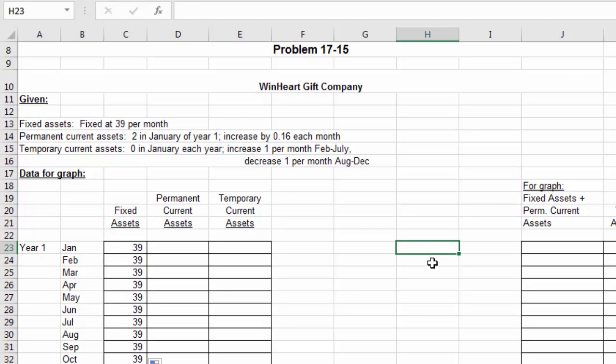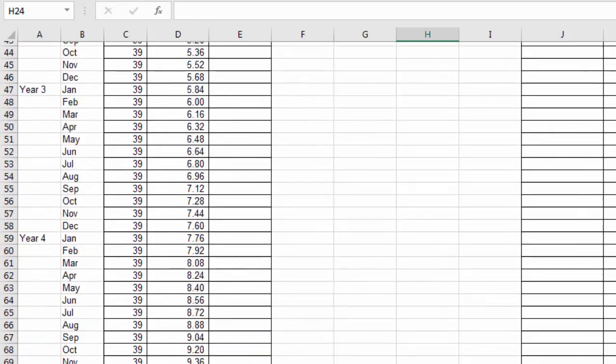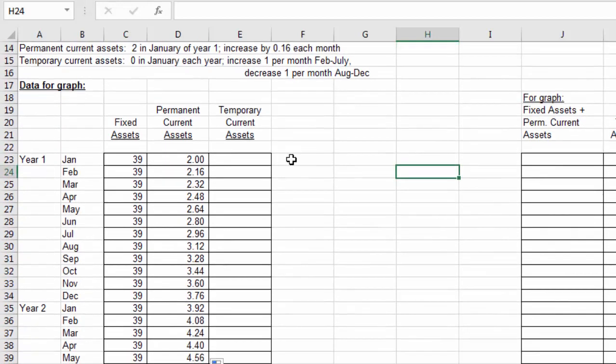Permanent current assets were equal to 2 in January of year 1, so I'll start with that, and had grown by 0.16 per month. Oh, 0.16, not 1.16%. 0.16. So what we want to do here is take the above value and then just add 0.16. And then if we fill that formula down, we'll see that it keeps adding 0.16, and then we can just fill that down all the way. Right, so we got this steady growth, and this is probably representing the average increase in permanent current assets. Probably retained earnings in the cash account.